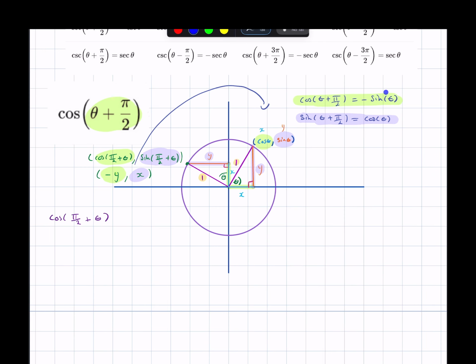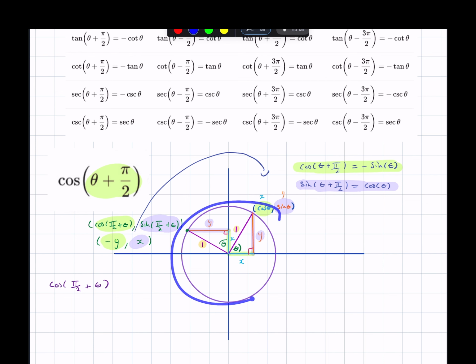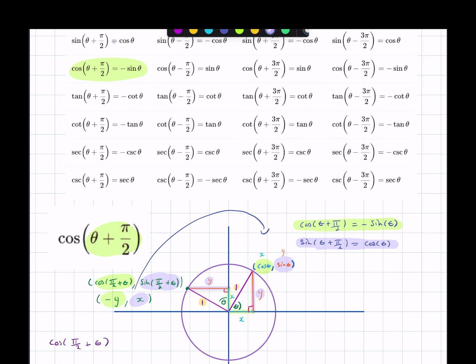So we got cos of theta plus pi over 2 is negative sine of theta, and we can go back and check these from our table in case you don't believe me, but hopefully we can believe it because we see it right in front of our eyes. That's the great thing about the unit circle. You can literally see why things are true. No memorization required. We also got sine of theta plus pi over 2. What about the rest of them, though? What about these other four?